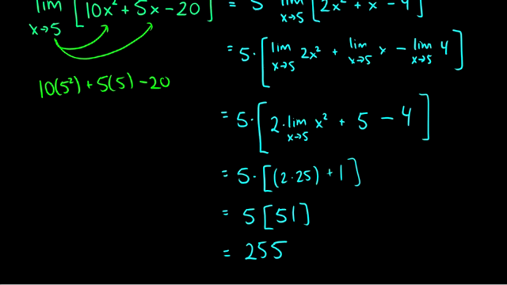So this would be 10 times 25, which is 250, plus 5 times 5, which is 25, minus 20. So this would be 275 minus 20, which is just 255. So we can see that they're both exactly the same. One is quicker, of course, but the other is taking each limit law and doing it step by step, which, of course, with more complicated questions will be very useful.